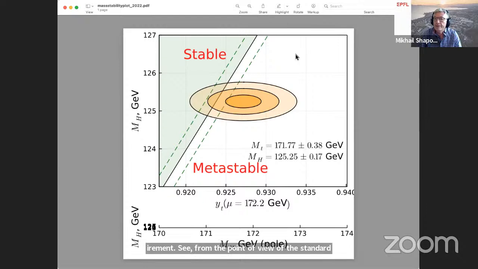And depending on this extra information, you can see that in spite of the fact the vacuum is metastable, Higgs inflation is still possible, or it can happen that the vacuum is metastable and Higgs inflation is impossible. But we cannot decide, because that requires the knowledge of the UV completion.